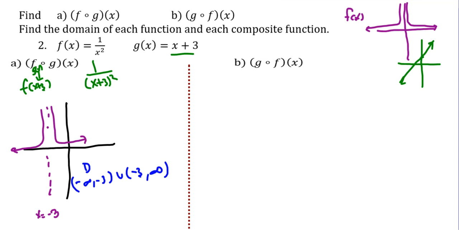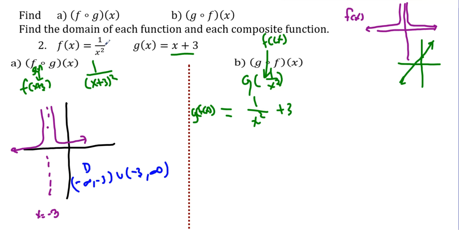We're going to have the same mentality for this one. I'll do this one in green. We're going to do g of f of x. So in goes f of x right here. Well, f of x is just 1 over x squared. So wherever I see an x, I put in 1 over x squared. So here we have g of f of x is equal to 1 over x squared plus 3.